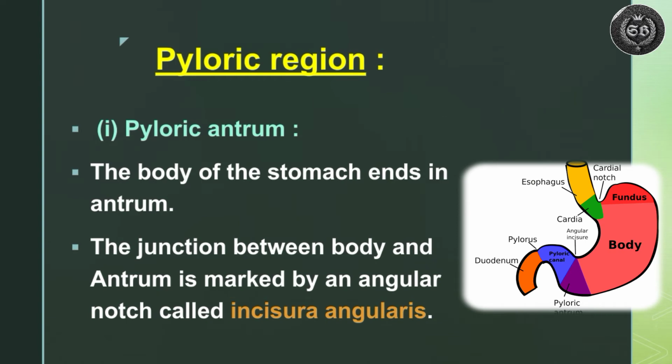Now, first one is pyloric antrum. The body of the stomach ends in antrum. The junction between body and antrum is marked by an angular notch called incisura angularis. In this diagram, you can see here is incisura angularis.